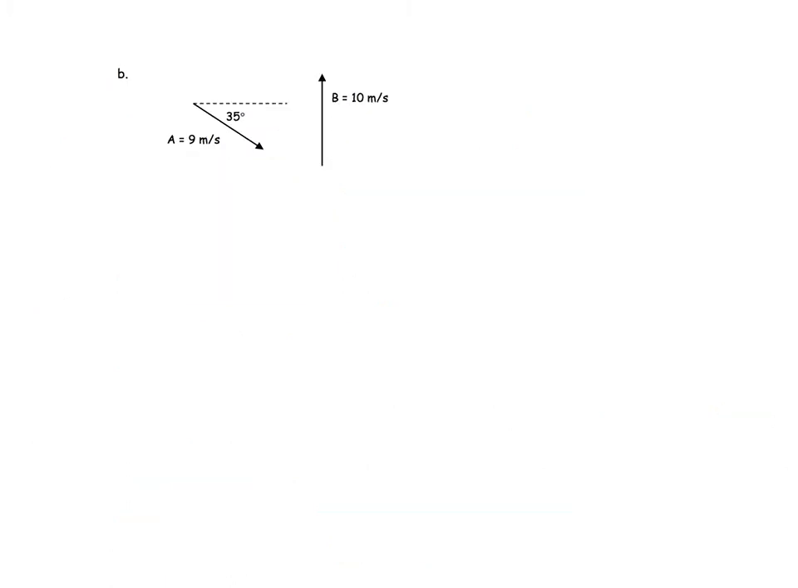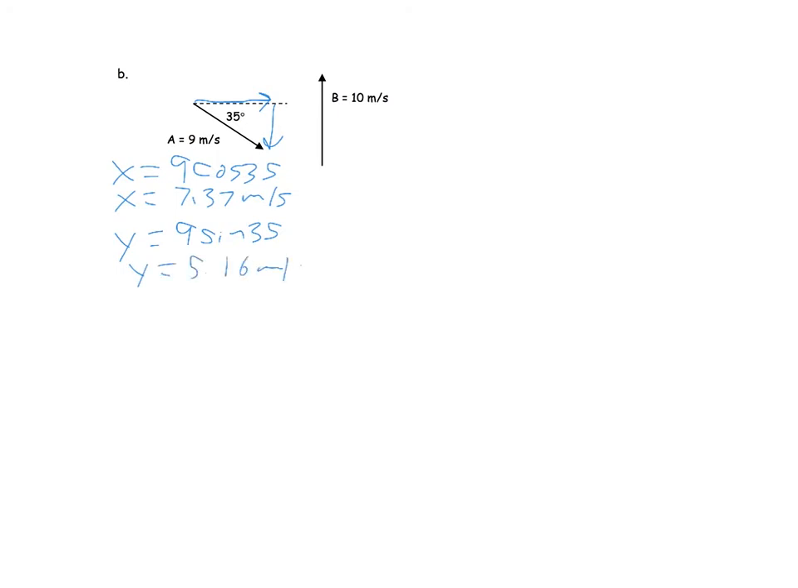Okay, we're going to go a little bit faster through this one, but the idea is the same. The first thing we're going to do is break this into our x and y components. So that's what that would look like for that first vector. The second vector we don't actually need to break into components because there is no angle. So for the first vector, the x is going to be 9 cosine of 35. The y is going to be 9 sine of 35. So we're going to find that my x component is 7.37 meters per second. The y component is 5.16 meters per second.